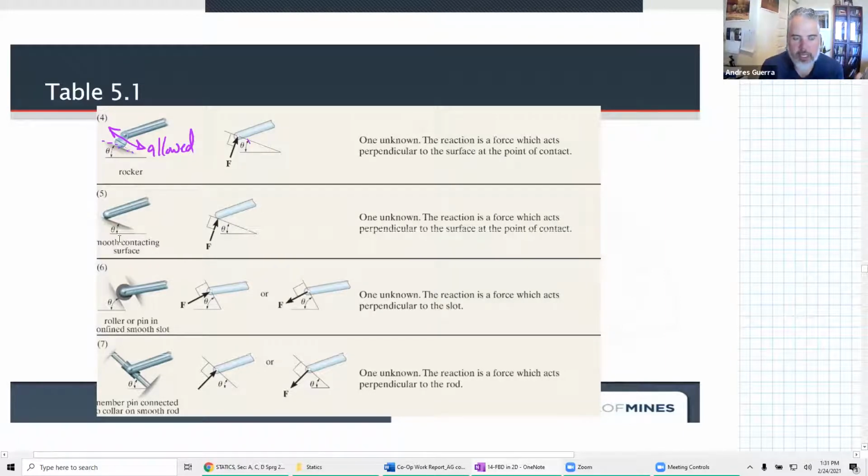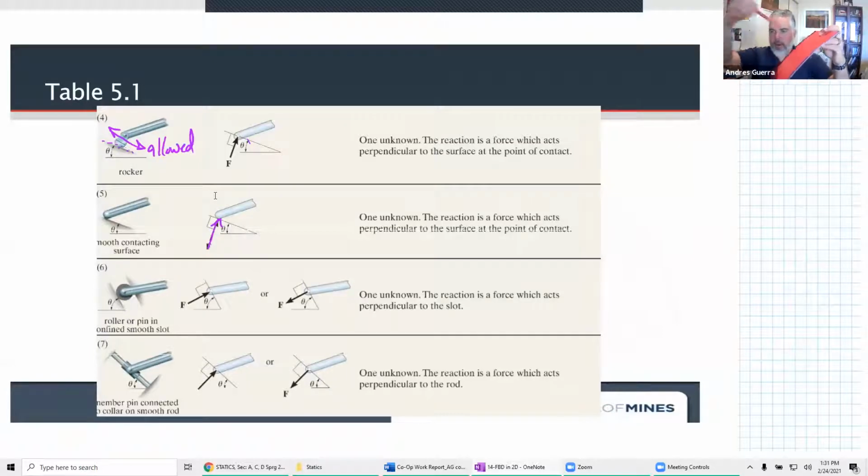Another connection very similar to a roller and a rocker is a smooth contact. This is a frictionless contact, and again, what do we see? The force is perpendicular to that contact. Notice that it doesn't matter what angle our rigid object is at. All that matters is what angle our plane is at. So the force is always going to be perpendicular to that plane.